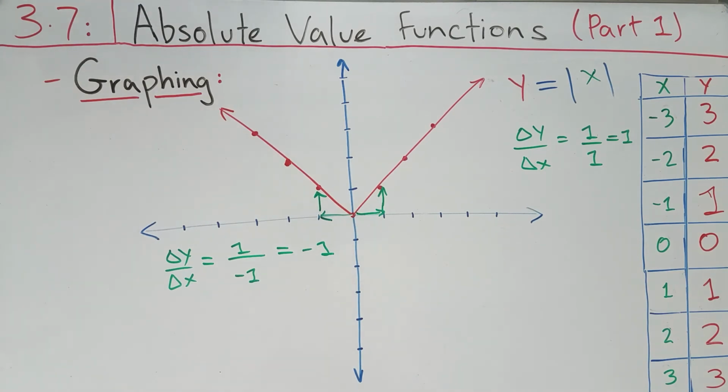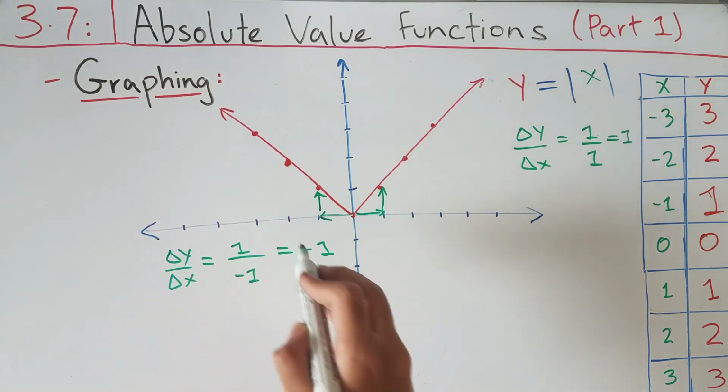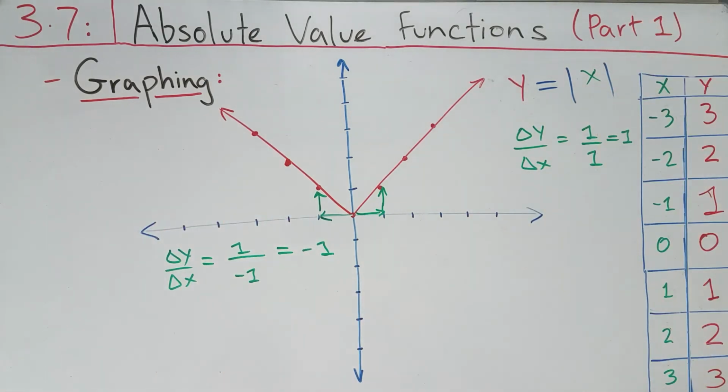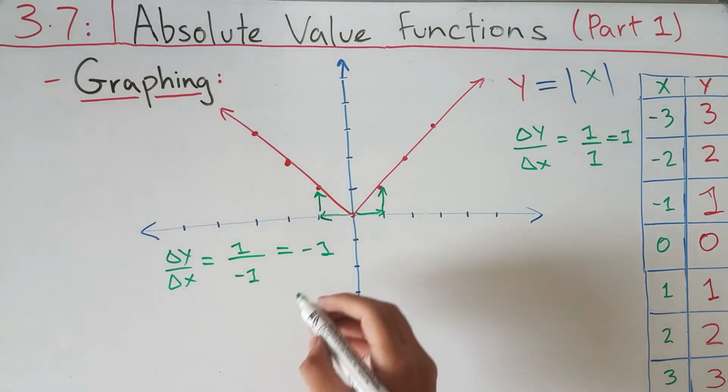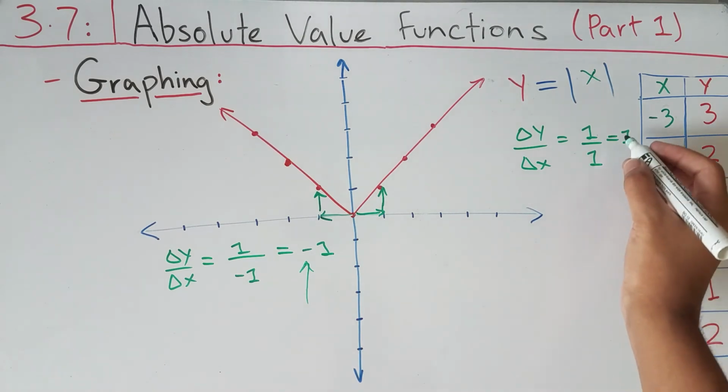The slope of this graph is negative in the beginning, but then it moves upwards and the slope becomes positive. So we can say that the magnitude of the slopes is the same. However, the direction of the slopes is reversed because here we have that negative sign, but over here it's positive.